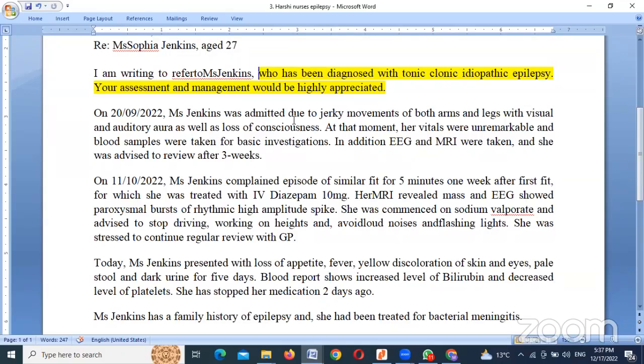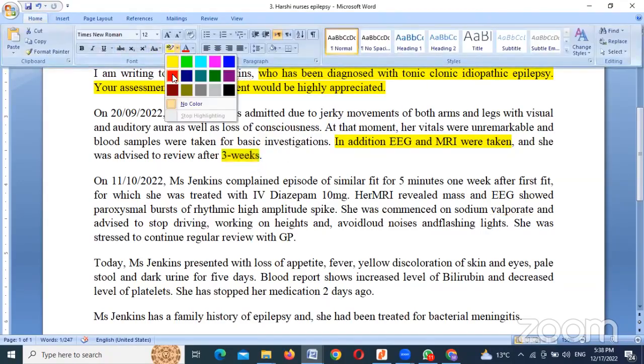Okay, I have already discussed these things. One meter due to jerky movements of both arms and legs with visual and auditory auras, as well as loss of consciousness. At that moment, her vitals were unremarkable and blood samples were taken for basic investigations. Initial EEG and MRI were taken. Were taken, no. They were requested, not taken. This is wrong. We don't commonly use this. She was advised to review after 3 weeks. We don't need this hyphen here. This hyphen is not needed.